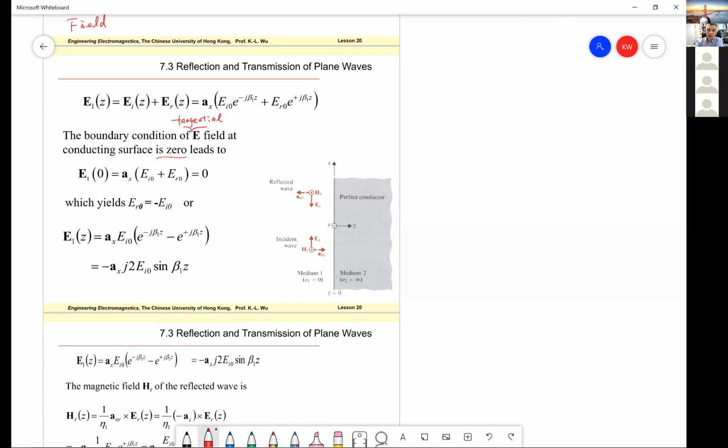So that means the total field in medium 1, at coordinate z equal to 0, which means on the boundary, should be equal to 0, okay? Then I substitute z equal to 0.